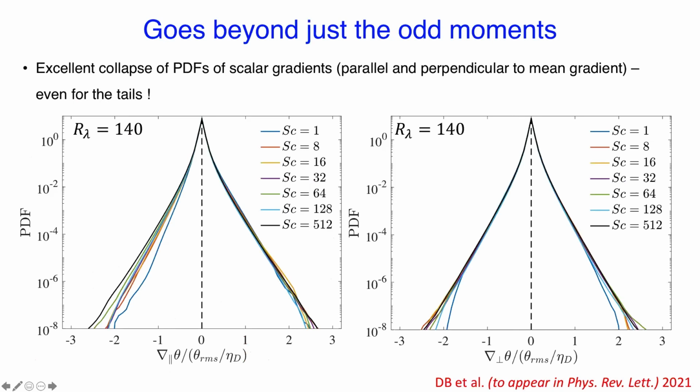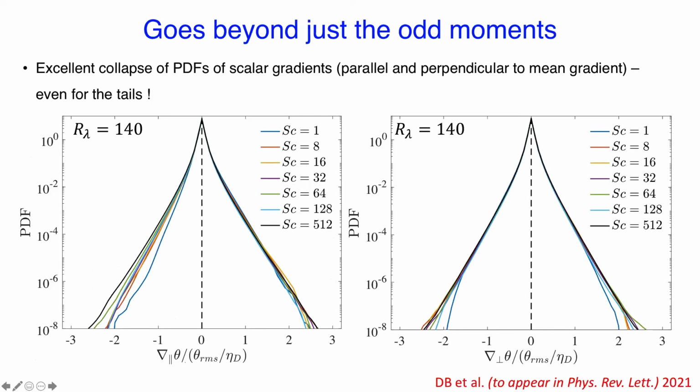And just to show it's not just the odd order moments, we can also collapse the tails of the PDFs with this new scaling. So here I'm showing the gradient of the scalar parallel to the mean gradient and perpendicular to the mean gradient. And in both cases, we have normalized it by this theta RMS by eta d.